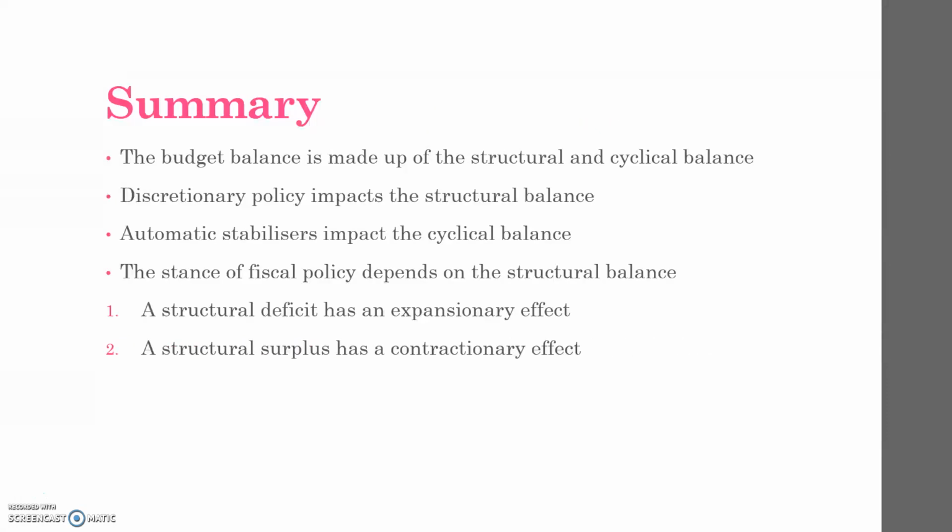So in summary, these are your key takeaways from the video. Number one, the budget balance is made up of the structural and cyclical balance. Discretionary policy impacts the structural balance. Automatic stabilizers impact the cyclical balance. The stance of fiscal policy depends only on the structural balance. And there are two cases. First is a structural deficit, which has an expansionary effect. And the second is a structural surplus, which has a contractionary effect.